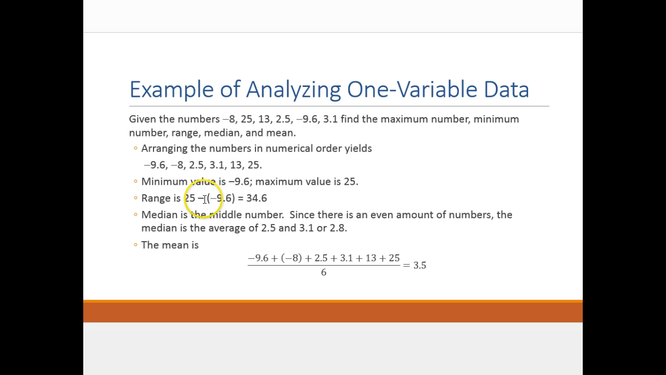To get our range, that's simply your maximum minus your minimum. Just need to remember to distribute the negative sign. So this is 25 minus negative 9.6, which gives us 34.6.